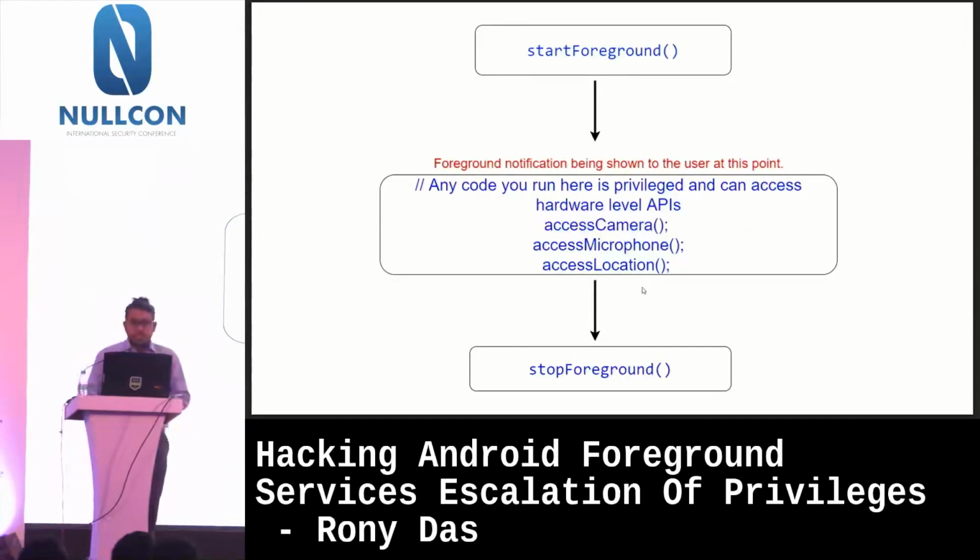This is a sample code snippet where you can start the foreground notification, and any code you run in between has a 5 second time frame where you can access the camera, the microphone, and the location. So you can access these sensors in between this particular 5 seconds. But like we have already discussed, accessing the microphone for 5 seconds is not really worth it. We'll talk about that. But by now we know that whatever bypass has to be done is between these two calls: start foreground service and stop foreground service.